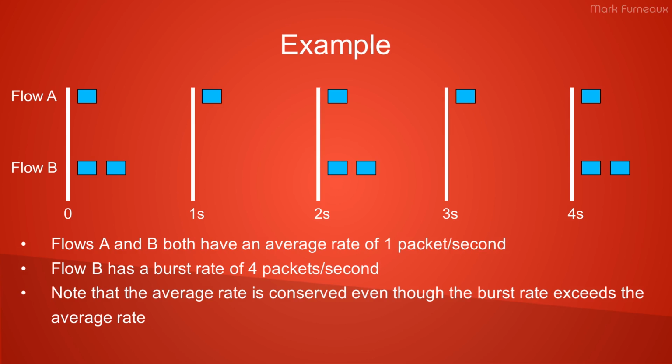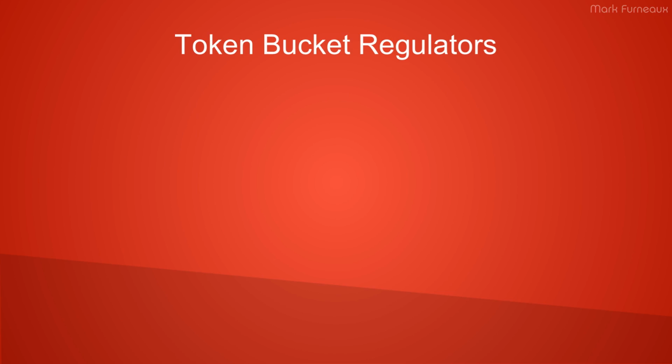So the average rate is conserved even though the burst rate exceeds the average rate. It's only the way that the packets are arranged in time that changes. So I want you to think for a second about how we would actually design something that can implement bandwidth control taking these parameters into consideration. And so I want to go into a little bit of an aside on a very common method used for doing bandwidth control, known as the token bucket regulator.